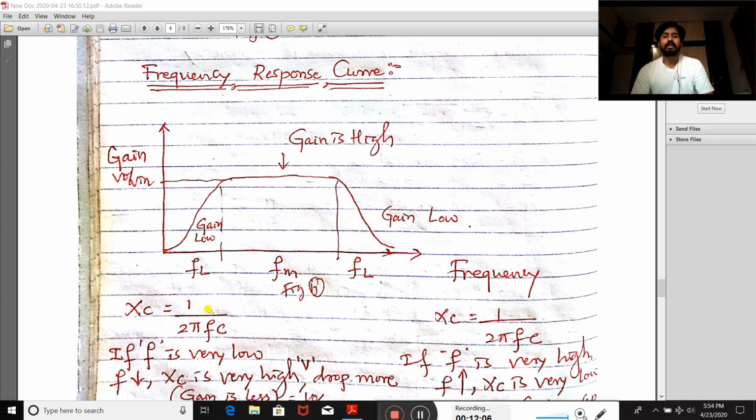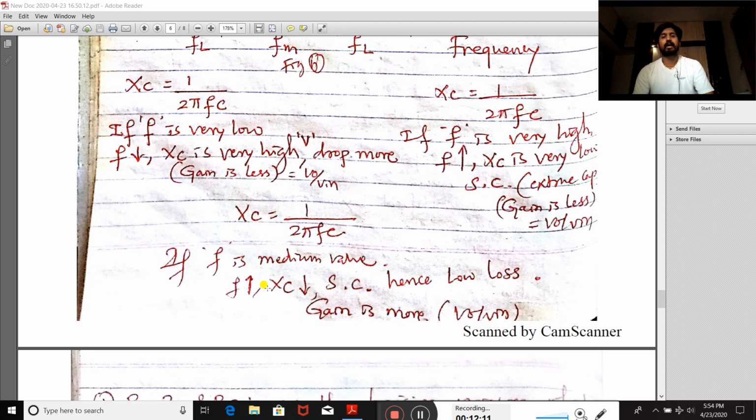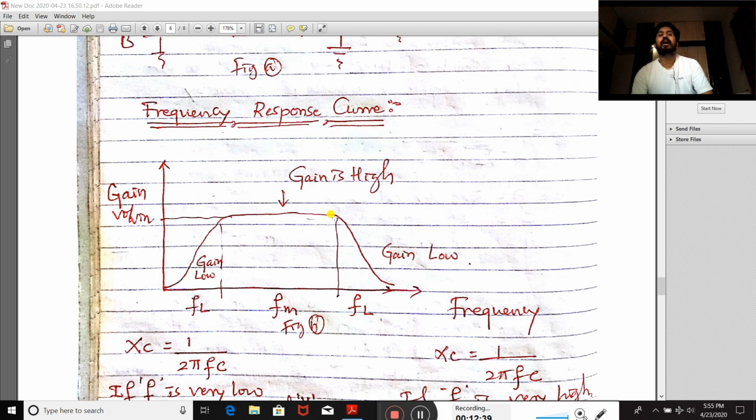If you consider F sufficiently high, then Xc is less. As Xc is less, at that time it acts as a short circuit. As there is a short circuit, that means the resistance offered is 0. So a low voltage drop will take place. As there is a low voltage drop across these three elements, definitely the output voltage will be more. As the output voltage is more than the input voltage, the gain of the amplifier will be high.